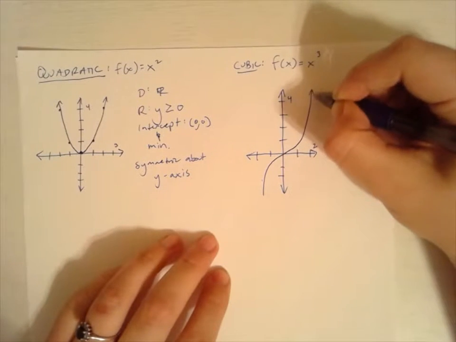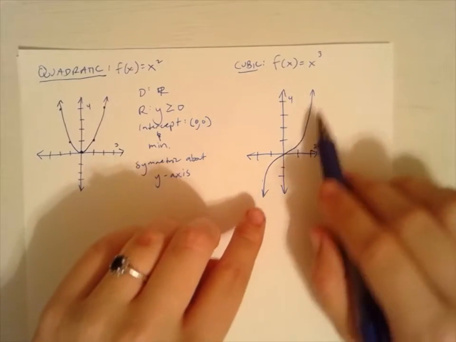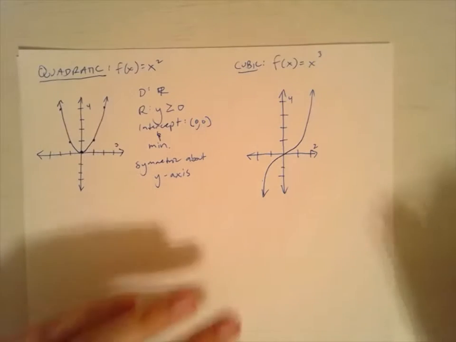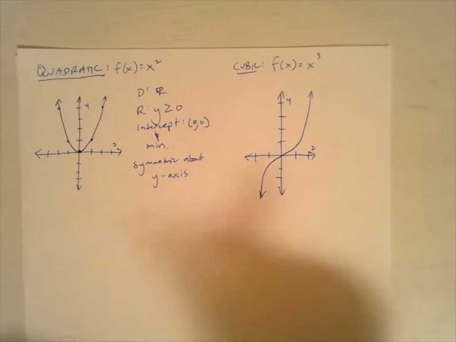What our cubic function does is something like this, kind of comes up, touches the middle, goes out, and just kind of goes up. This isn't a perfect cubic function. It would look a little bit more the same on this side. My drawing's not that good.